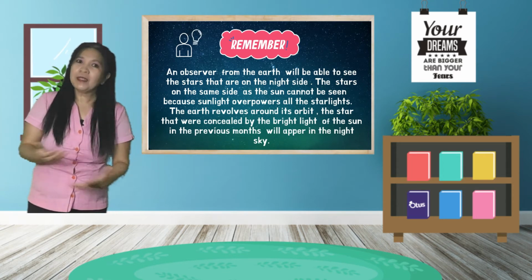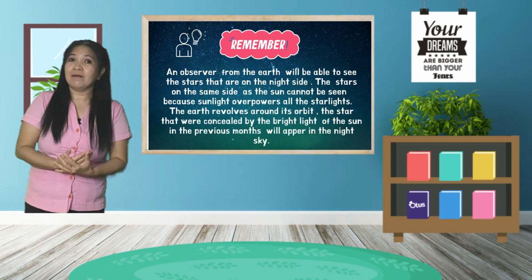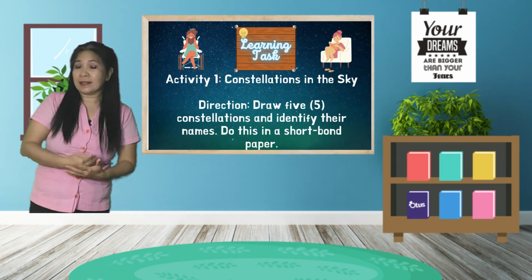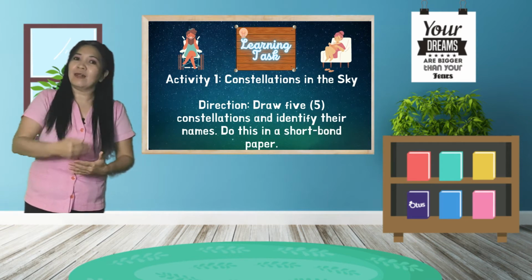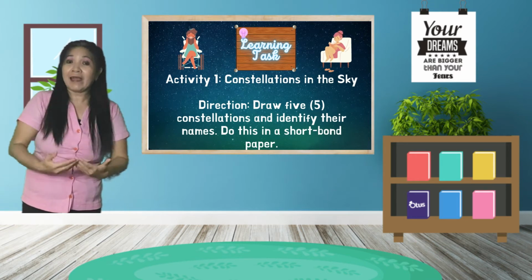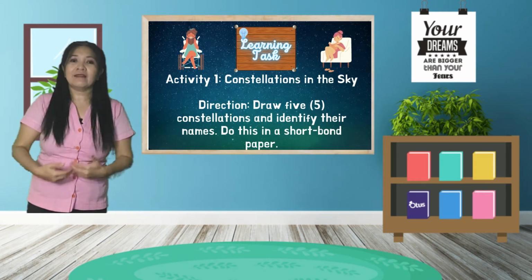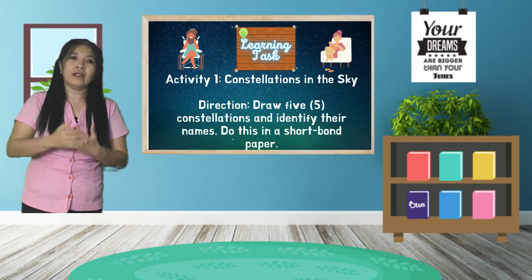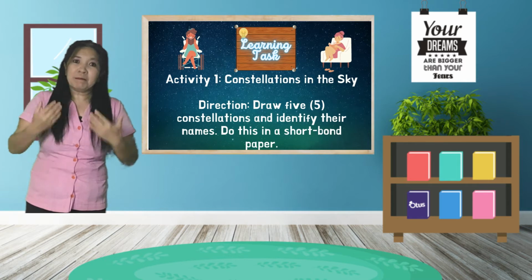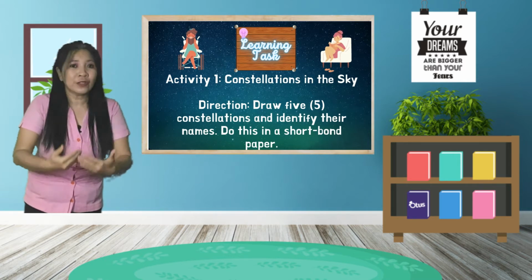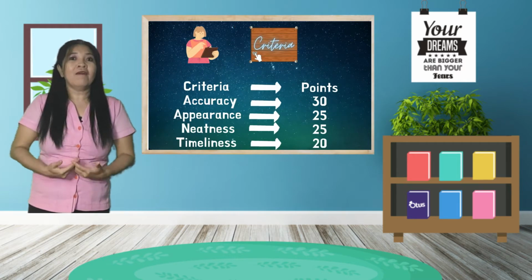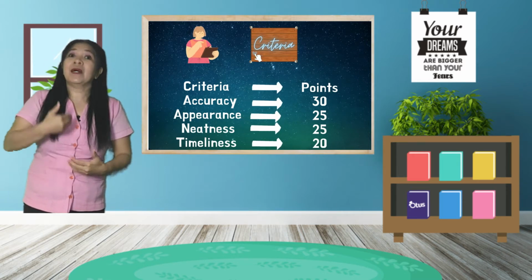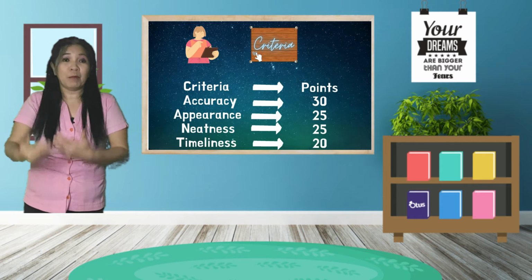So, kindly open your module on page 7, activity number 1, about constellations in the sky. You are asked now to draw at least 5 constellations and identify their names. You do this on a short bond paper. But please read and understand the criteria for the drawing before doing your task. So here are now the criteria and its points.